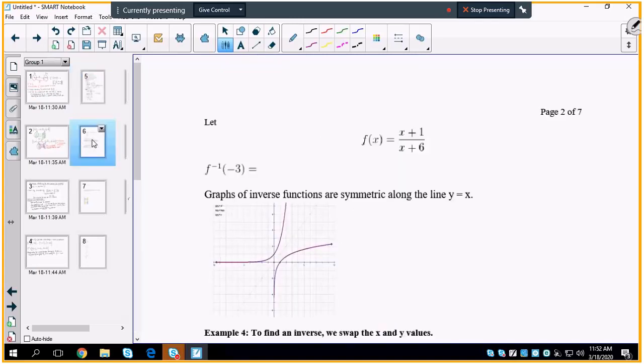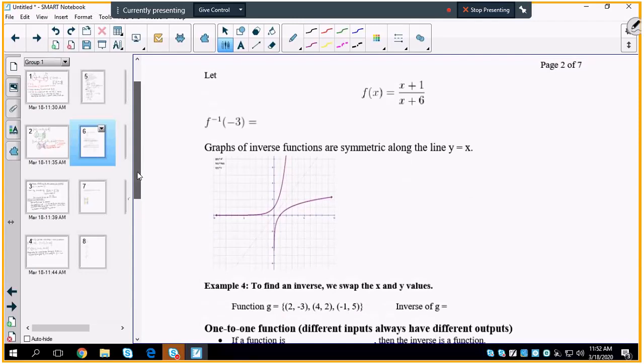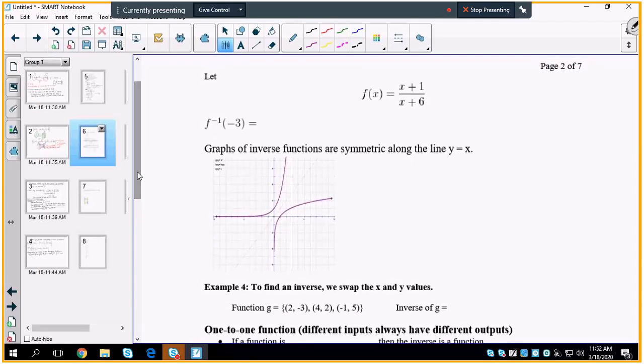Let's go to page number 2 of our problems. Again, you are trying to find out what is f inverse of negative 3. I will do this problem a little differently. What do I mean by that? Remember the nice relationship between f and f inverse.